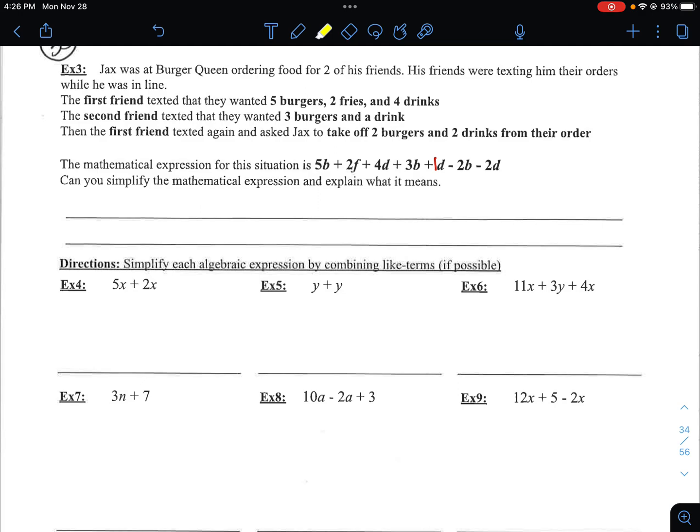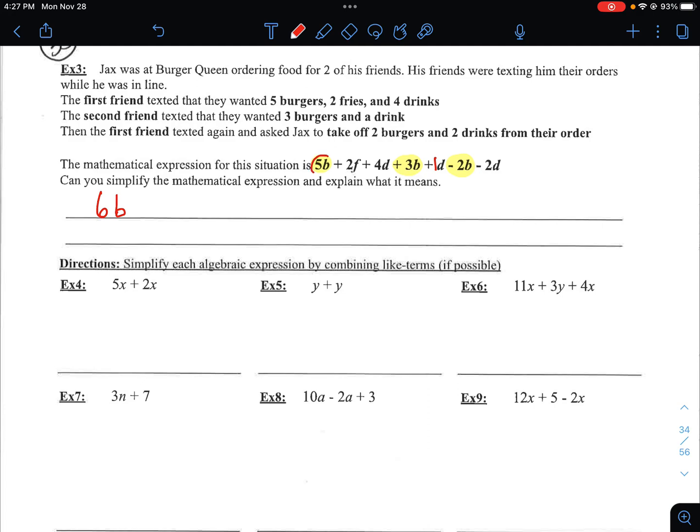So if you remember what like terms are, they are the same variables to the same power. If you have a highlighter, it actually makes it really easy. We have 5 burgers first. Now, are there any other burgers in that order? Well, we also had plus 3 burgers and minus 2 burgers. So in our order, Jax was told to get 5 plus 3, and then, wait, take away 2 burgers. So 5 plus 3 is 8, minus 2. That is a total of 6 burgers, so 6b.